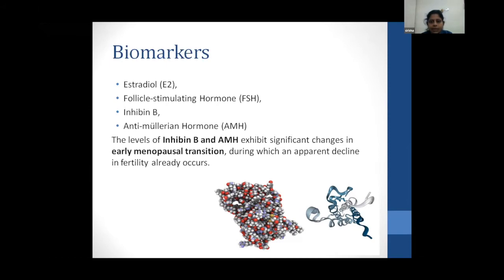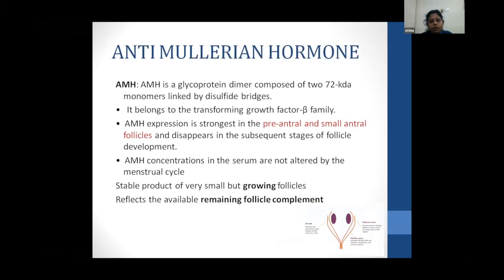So what is this AMH? AMH is a glycoprotein. It belongs to the TGF-beta family. Its expression is strongest in the preantral and small antral follicles that are growing and disappears in the subsequent stages of follicle development. The concentration in the serum is not altered by the menstrual cycle. So it's a stable product, from very small but growing follicles, and reflects the available remaining follicle complement.